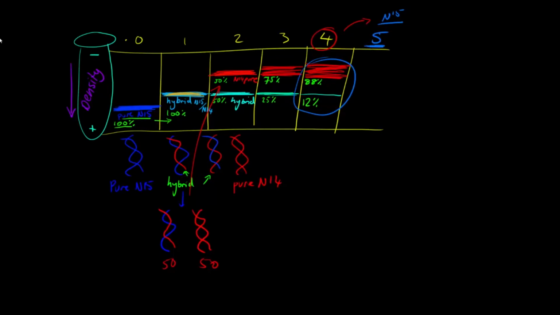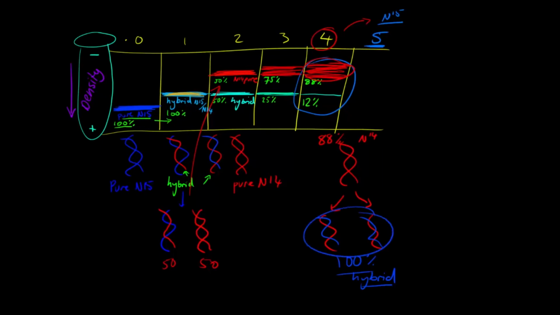Sorry, this is a long video, I promise it's almost over. So we've got this DNA is 88% pure nitrogen 14. What's going to happen to that? Of course, the replication will occur, and we're going to have the separation of the 2 strands, and then the replication will occur, and we'll have 100% hybrid, right here, everything. So 100% hybrid, well, it's only still 88%, right, because there's this 12% we haven't accounted for.